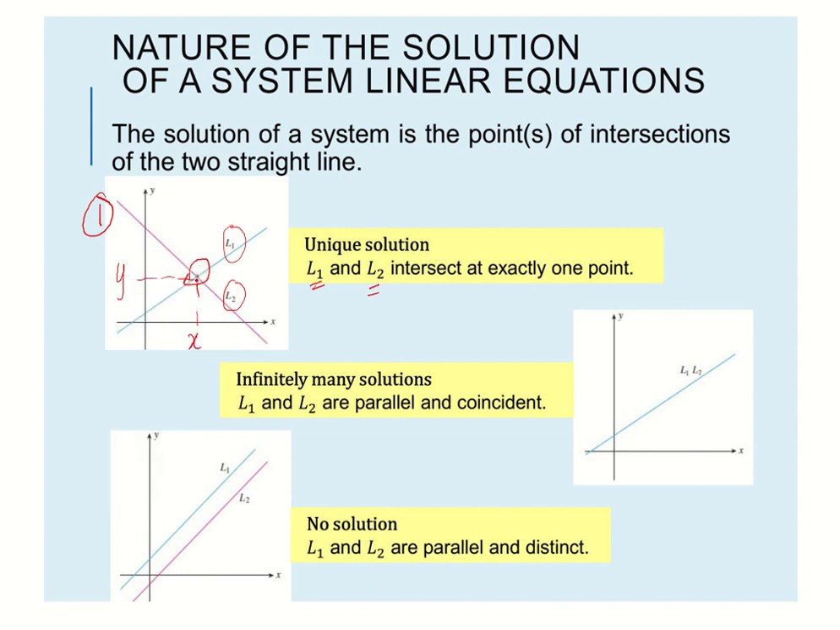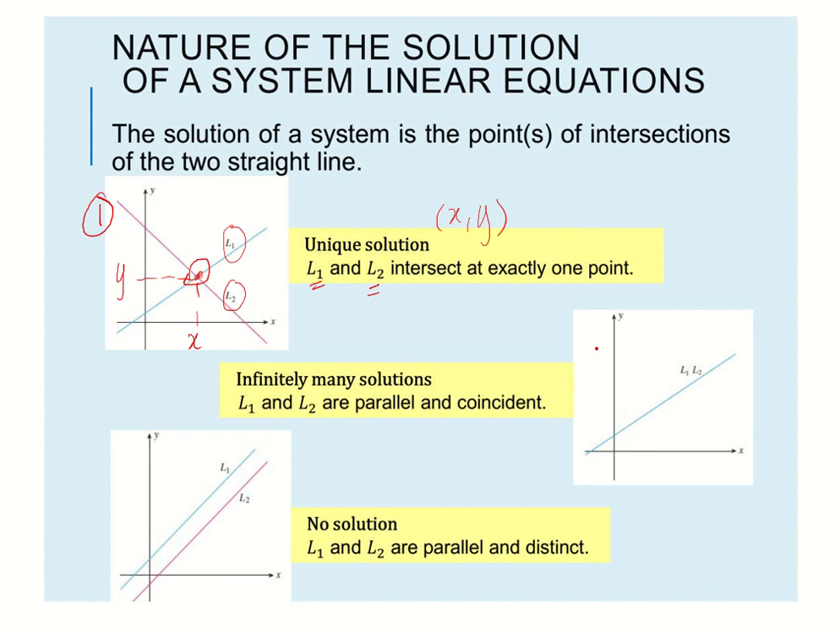At this point, the x for line 1 is the same as the x for line 2, and the y for line 1 is the same as the y for line 2. So this is the intersection point. We have exactly one answer for x and y, one answer only. In this case, we call this a unique solution.